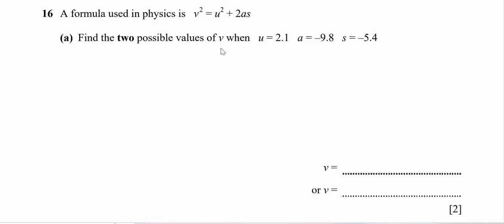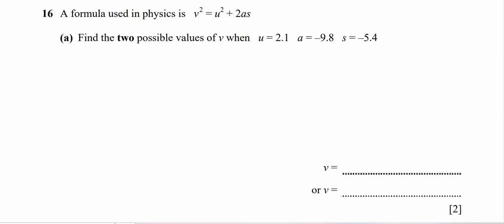Now in question 16, a formula used in physics is v squared equals u squared plus 2as. Question A, find the two possible values of v when u is 2.1, a is negative 9.8, and s is negative 5.4.